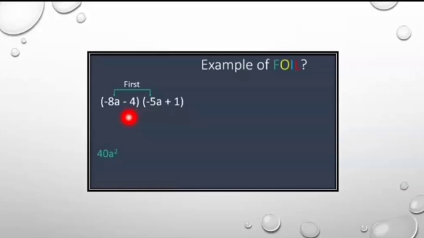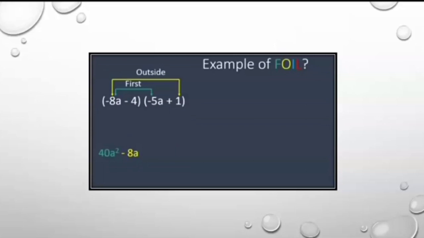Here we have to multiply two binomials, minus a minus 4 and minus 5a plus 1. First of all, we will multiply first terms of both binomials. Here minus a is the first term and here minus 5a is the first term. Let's multiply. Minus a multiplied by minus 5a will be equal to 5a square. Minus minus plus, 5 a's are 5a square.